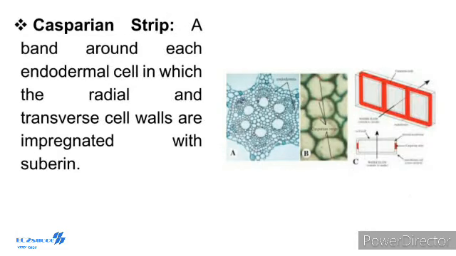Another one: Casparian strip, a band around each endodermal cell in which the radial and transverse cell walls are impregnated with suberin. It is the innermost layer of the cortex. It is made up of a single layer of barrel-shaped cells which do not enclose intercellular spaces. The endodermal cells are living and rich in starch grains. They possess a characteristic band of thickening along their radial and tangential walls. These are called Casparian bands or Casparian strips.